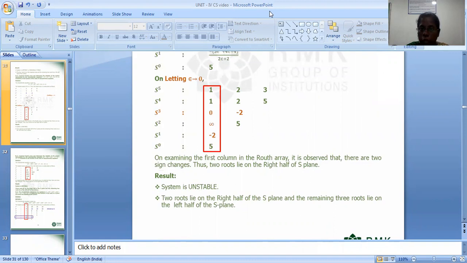Again, from negative to positive, there is another sign change. So totally two sign changes are available, which indicates that 2 roots are lying on the right half of the S-plane. Even if one root goes to the right half of the S-plane, the system will become unstable. So therefore, we can say that the system is unstable.